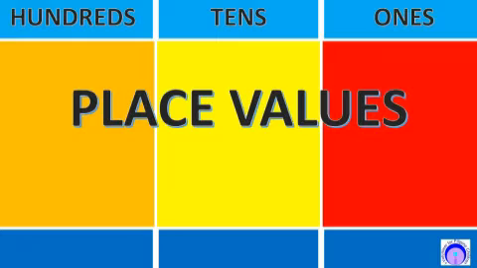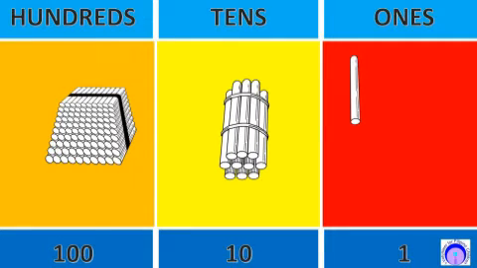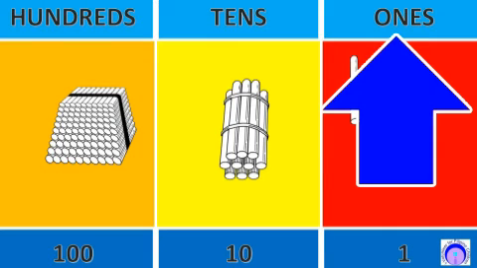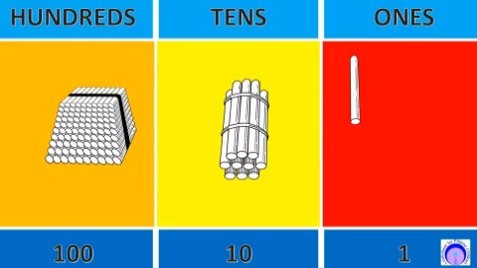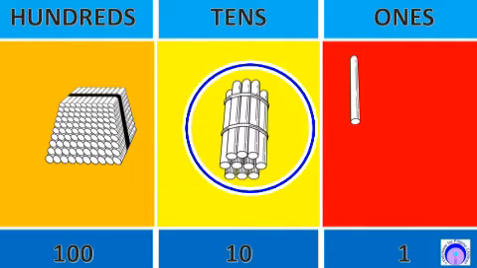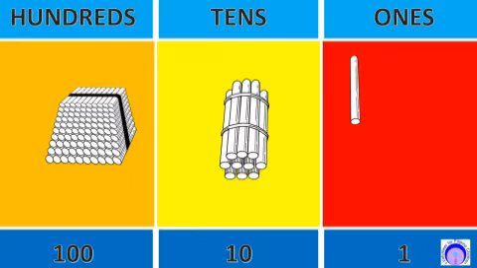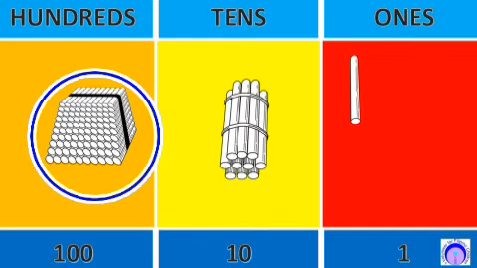Place values are just grouping of objects, just like this one. In ones place, obviously, they are grouped one by one. And in tens, they are grouped by tens. And in hundreds, they are grouped by hundreds.